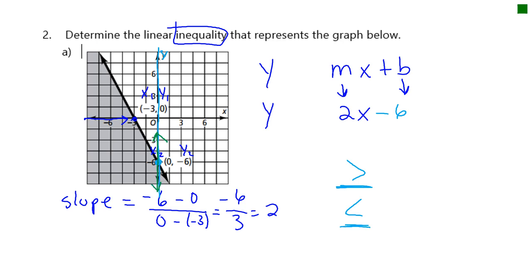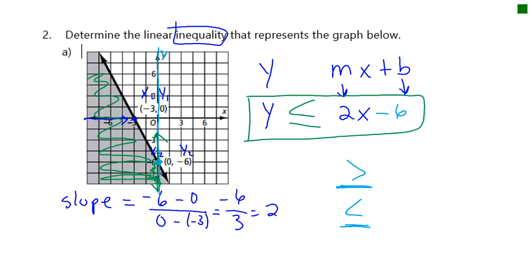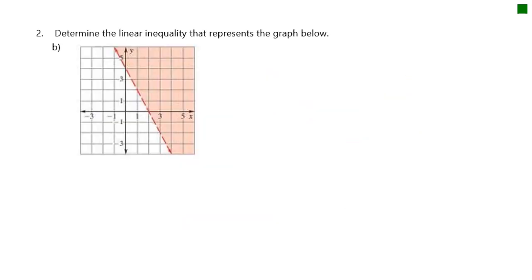Which arrow is the shaded part? Well, you should know that the gray part is down. So there you go. That means my graph is going down. Okay, it's going down, so it's less. Which symbol is that? The less than or equal to. That means this is my inequality: y is less than or equal to 2x minus 6. Okay? So hopefully we understand it.